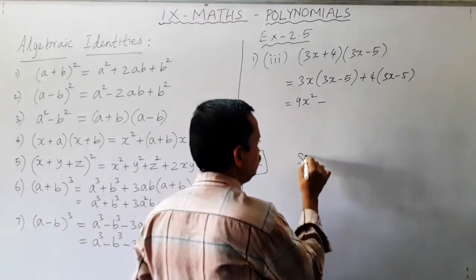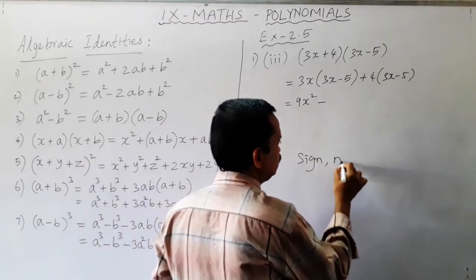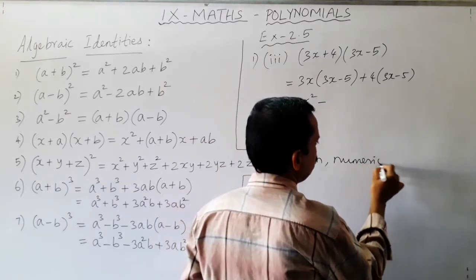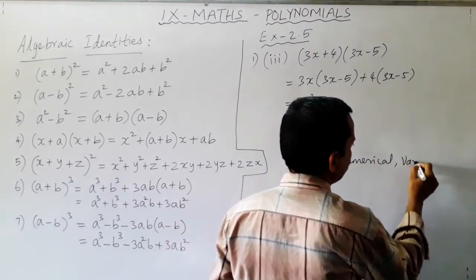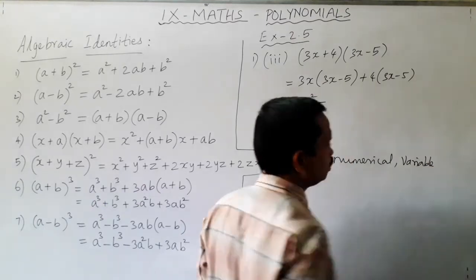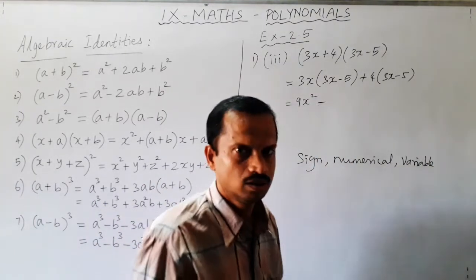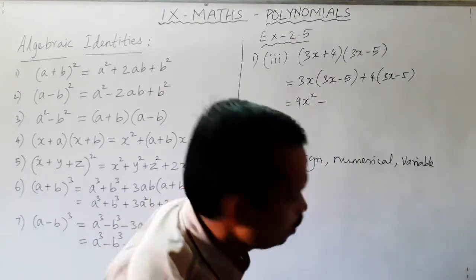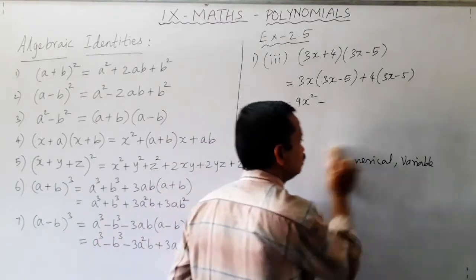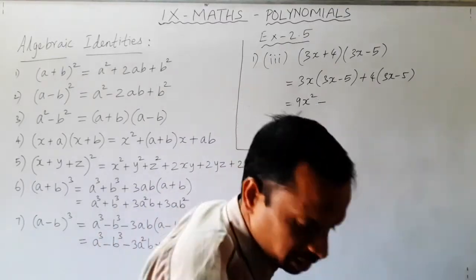and then the numerical, and then the variable. Sign, numerical, and then variable. Variable means unknowns. So this is the step you have to focus on. Okay, just for your knowledge I am writing that.